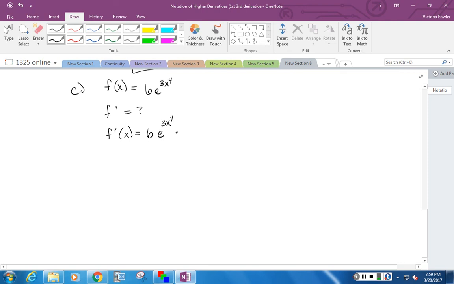So now I take the derivative of this, and I'm going to have 4 times 3 is 12, 12x to the 3rd. And so now I can rewrite this, moving the 12 times 6 as 72 x cubed e raised to the 3x to the 4th. So this is my first derivative. Okay, now I'm going to find my second derivative as asked, but when I take my second derivative, I'm going to realize that this is product rule.